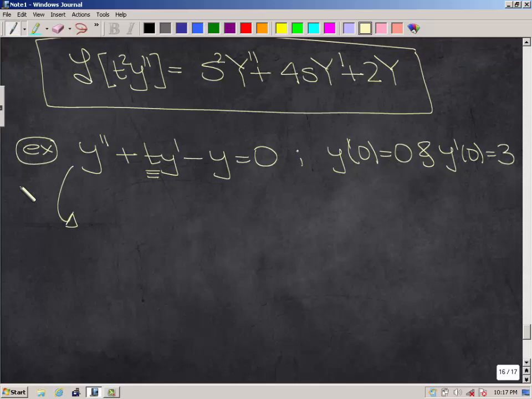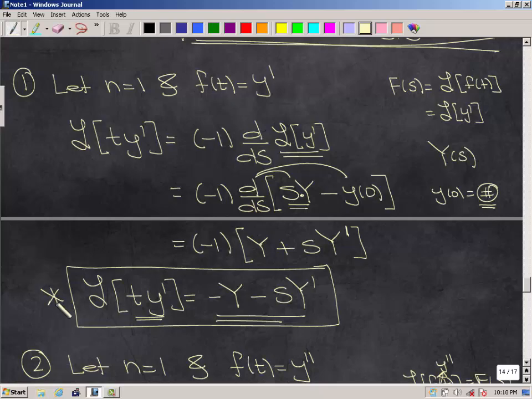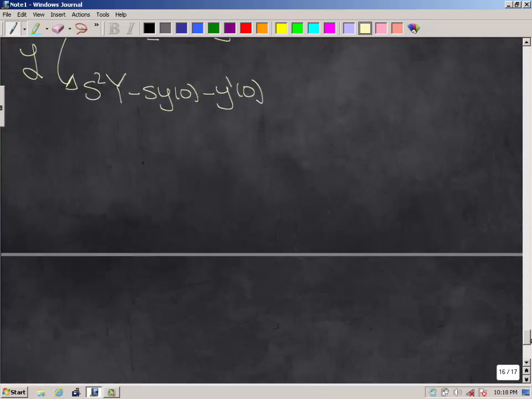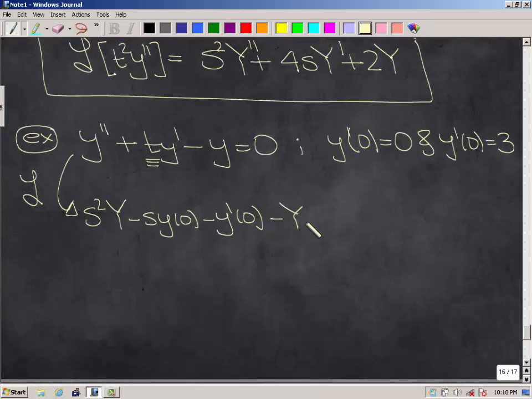So let's start by taking Laplace transforms on both sides. Y double prime is going to be s squared times big Y minus s times y of 0 minus y prime of 0. That's y double prime. What is Laplace transform of t times y prime? Let's go up and look at it. That's right here. It is t times y prime. So you get negative big Y minus s times big Y prime. Minus y. What is Laplace transform of y? It's big Y. And Laplace transform of 0 is just 0.